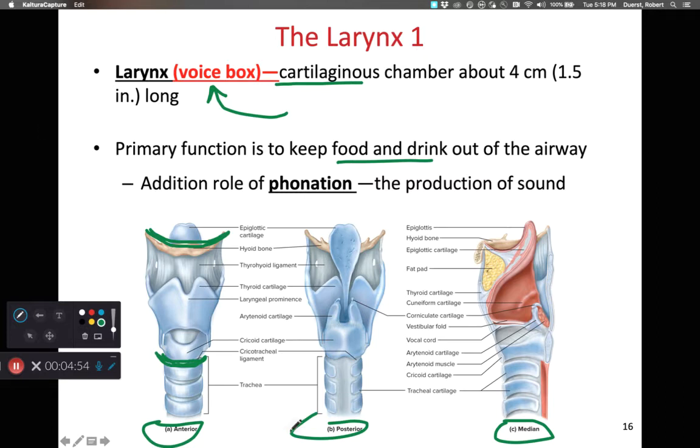There is an additional role of the larynx called phonation. Phonation is making or producing sounds. This is where we produce our sounds. And within our larynx, we have the vocal cords, shown right here in this mid-sagittal slice. These folds of tissue, this flap of tissue right here on the left and right sides of the larynx, are what make our voice.